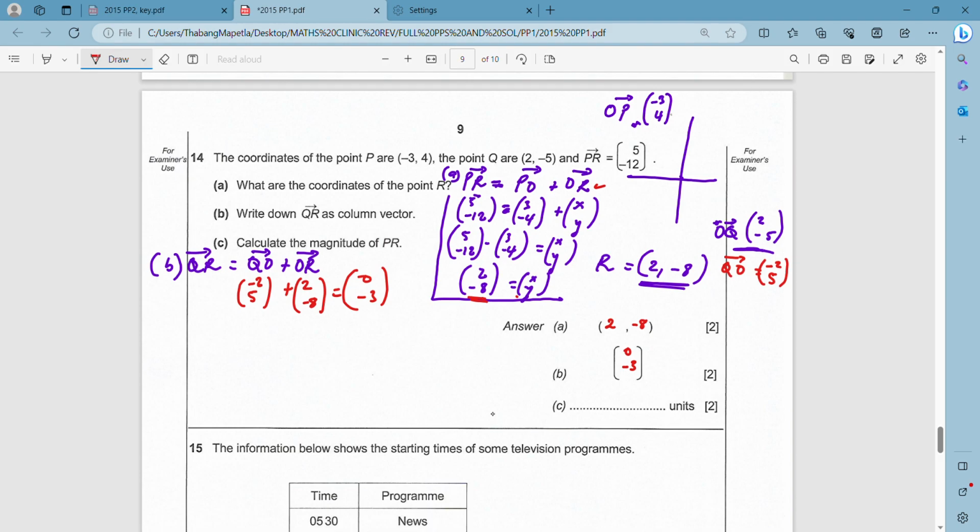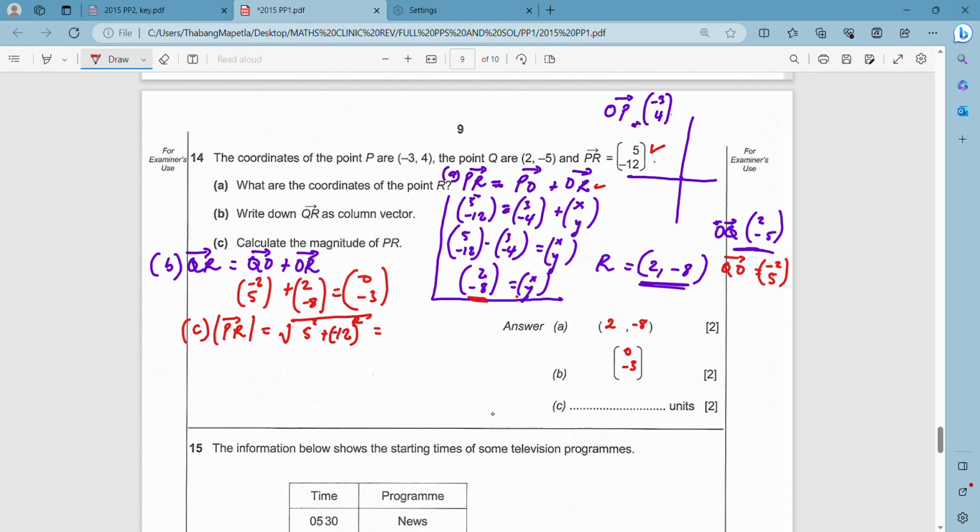Magnitude of PR. PR is already given. For the magnitude of a vector, you say x component squared plus y component squared, all under the root. So PR is going to be the root of 5 squared plus 12 squared, or should I say -12 squared. Remember, all under the root.